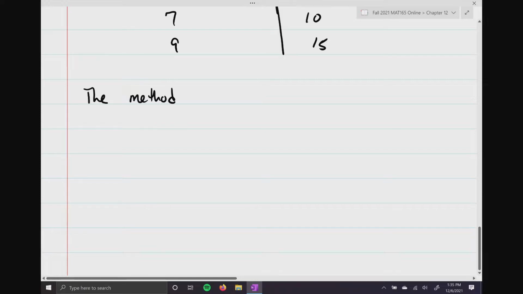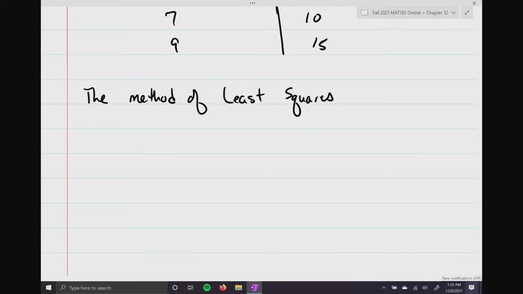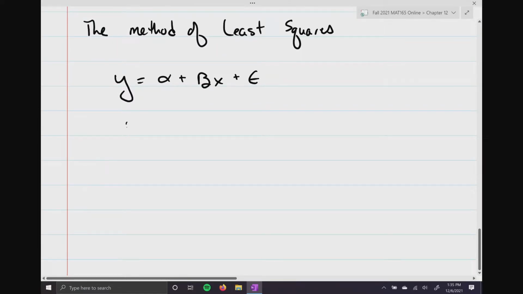So the method of least squares. Okay? Now, earlier I mentioned that we're going to be looking at not a probabilistic model. So the probabilistic model looks like this. So we have y equals alpha plus beta x plus some associated error. And this is a very simplified version again.